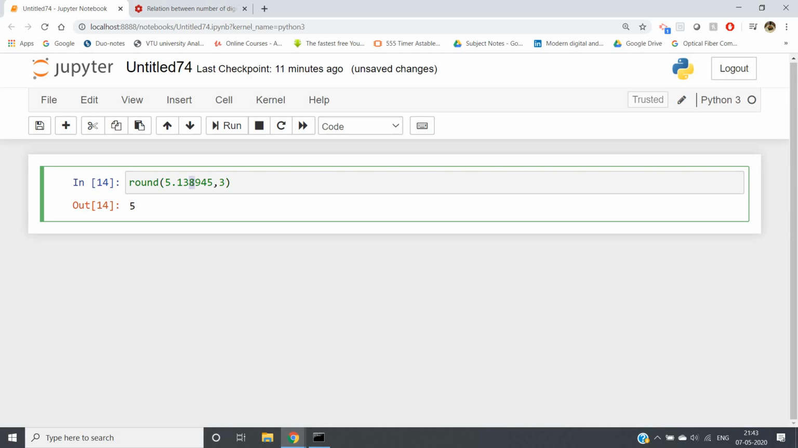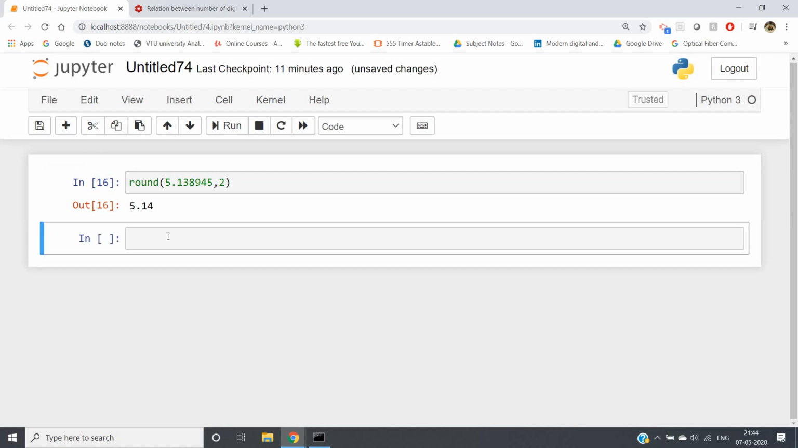So what is the third position? That is 8. After that 9 is available, so 8 will be incremented by 1, so 8 will become 9. I will be getting 5.139. If I run, I will be getting 5.139. Suppose I want to round off up to 2 decimal places. See, this is 3, right? The next one is 8, so 3 will be incremented by 1 to 4, 5.14. Like that round works. Now if you want to check the documentation, you need to write help round.